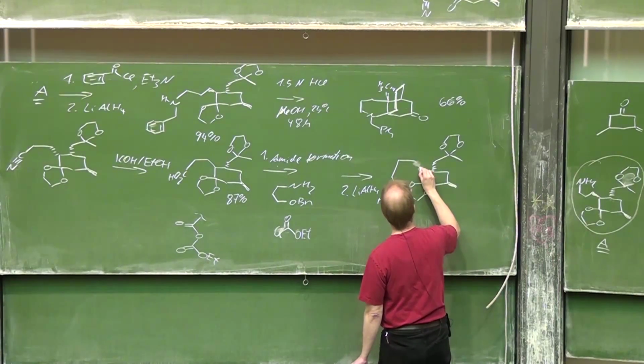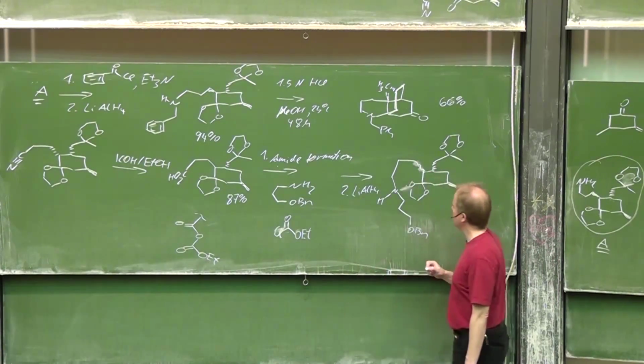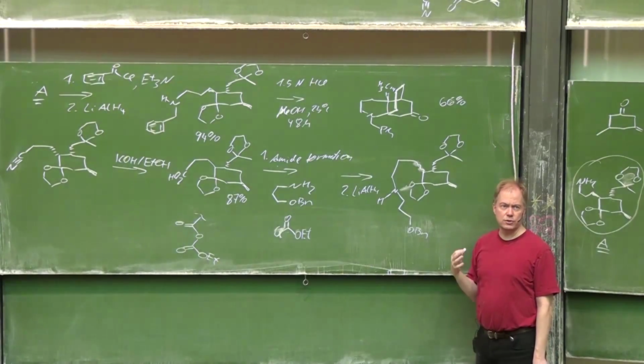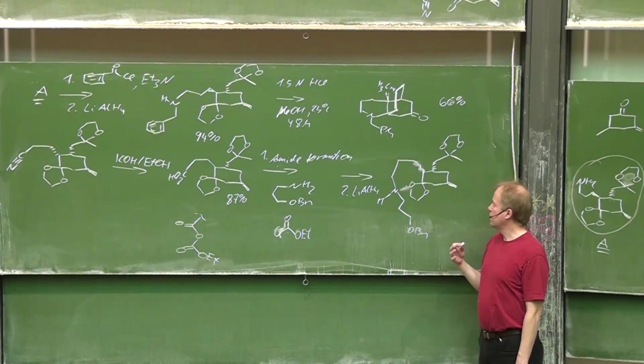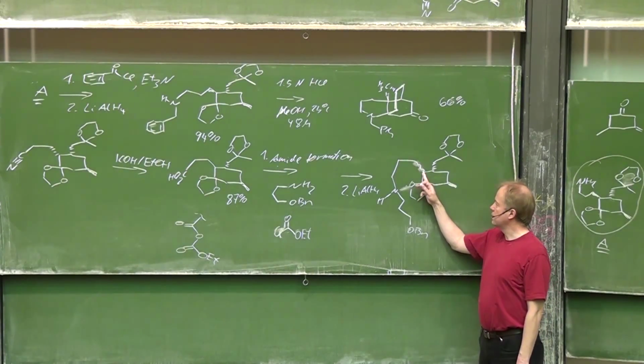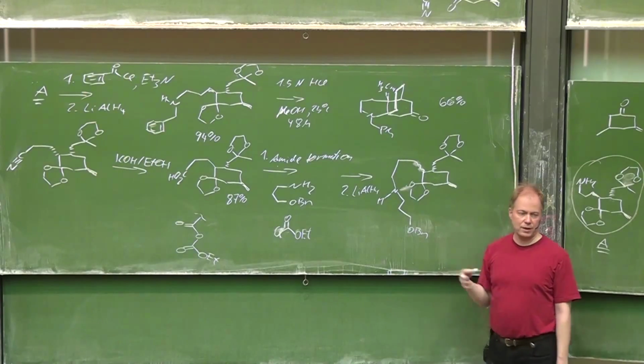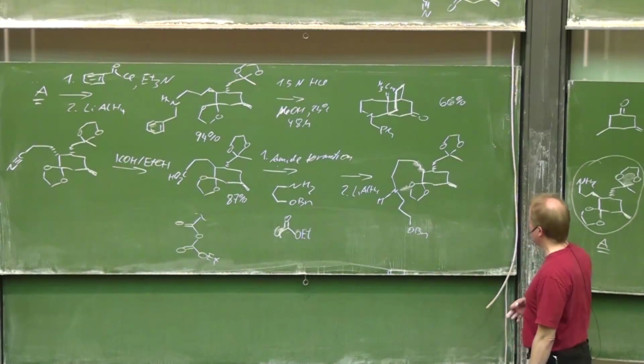So this wasn't defined. However, that Mannich type reaction is an equilibrium reaction. And here, at this position, you can epimerize under the acidic reaction conditions. It turned out that finally you get into the thermodynamic sink.